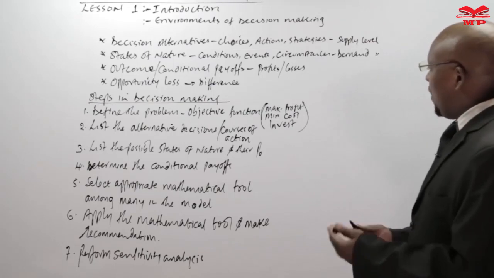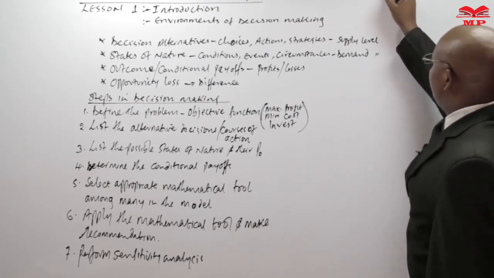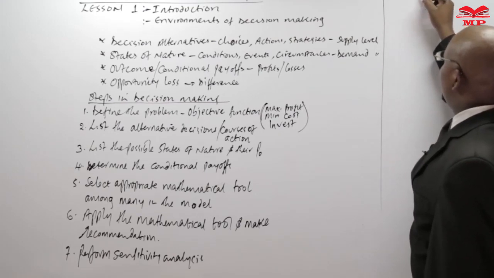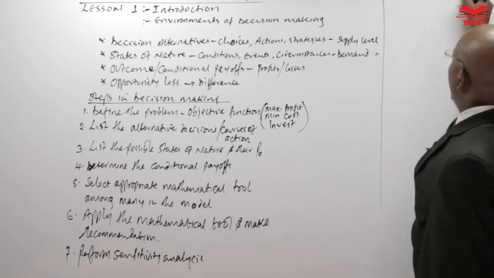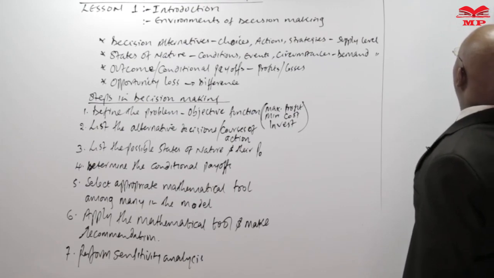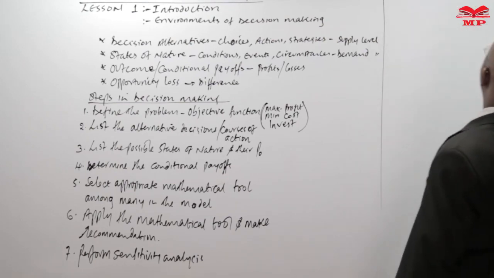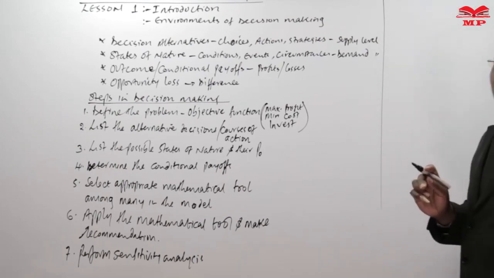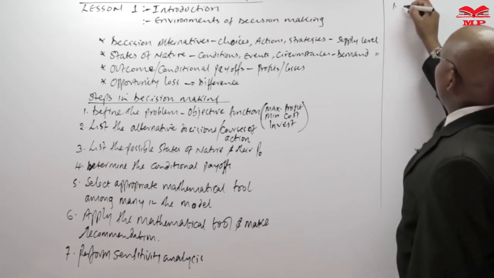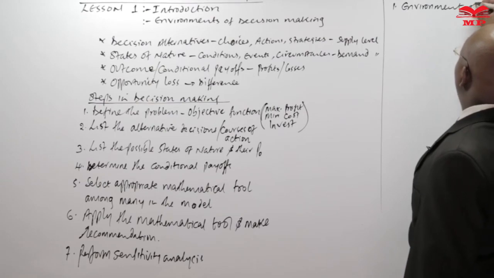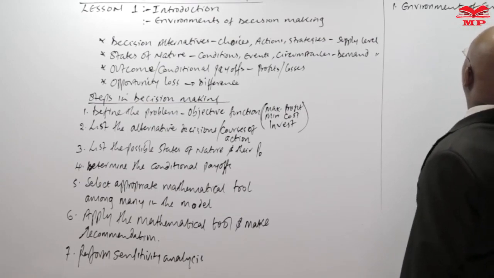Now, there are what we call the environments of decision making. We have what we call environments. So this is our environments of decision making. So we have 4 environments of decision making, 4 of them. Number 1 is environment of certainty.